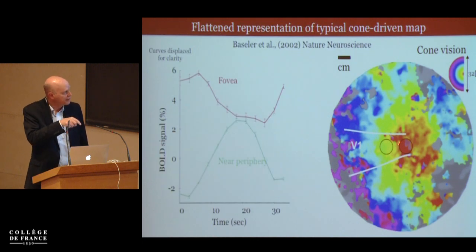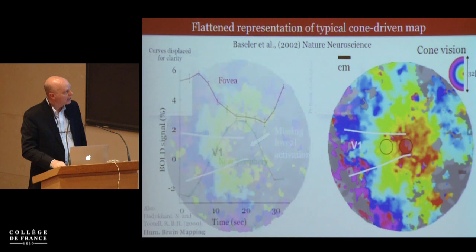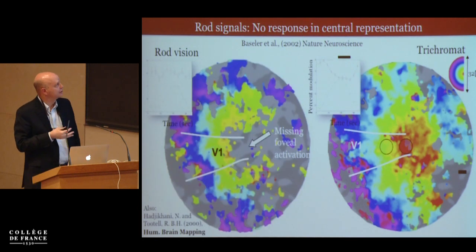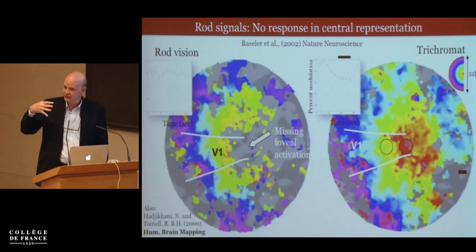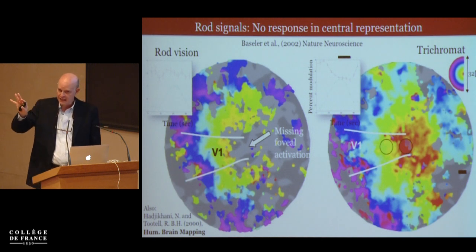And the reason why this one looks red and this one looks green is in the fovea, there's an early onset of the signal, and then it drops off. And in the periphery, the signal is delayed, and it comes up a little bit later in time. Now, if you take a healthy person and you put them under rod viewing conditions, we're not going to excite any cones at all, we're just going to excite the rods.